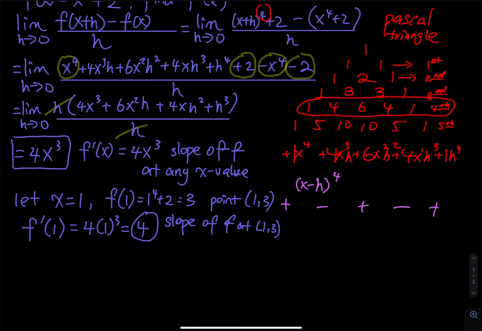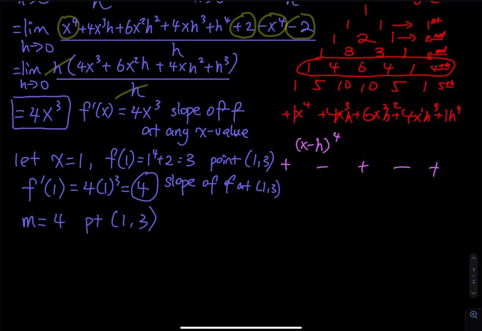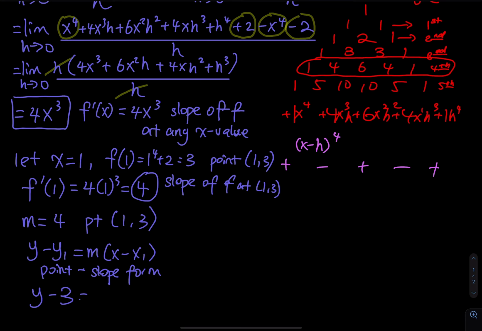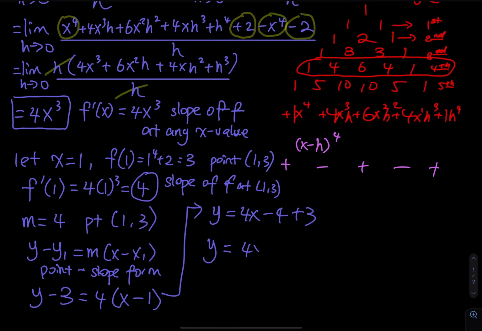So now we have a slope and then we have a point. What is the equation of the tangent line? So slope equals 4, and the point is (1, 3). To find the equation of the tangent line, you have to use point slope form: y minus y1 equals m times x minus x1. This is called point slope form of a straight line. So y minus 3 equals 4 times x minus 1, right? So you have y equals 4x minus 4 and then you add 3 to it. So y equals 4x minus 1.